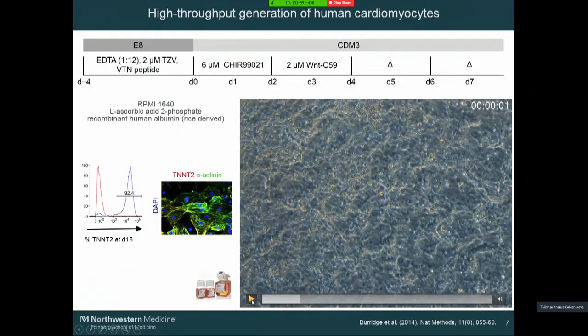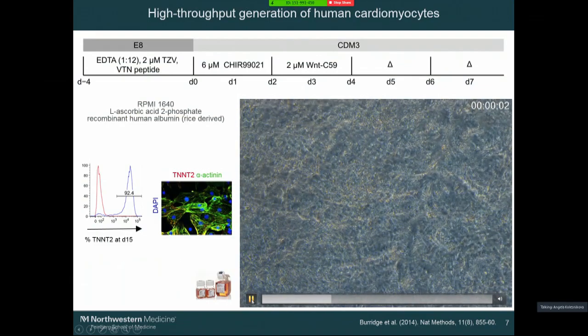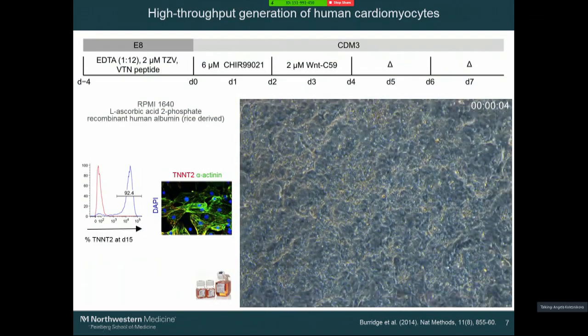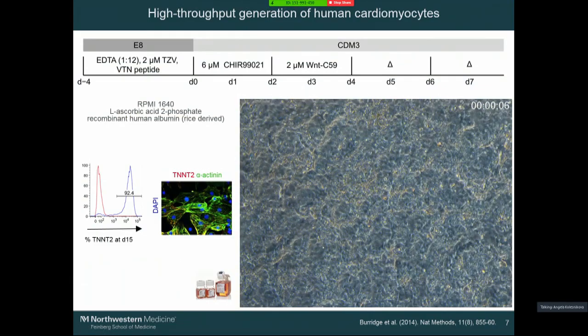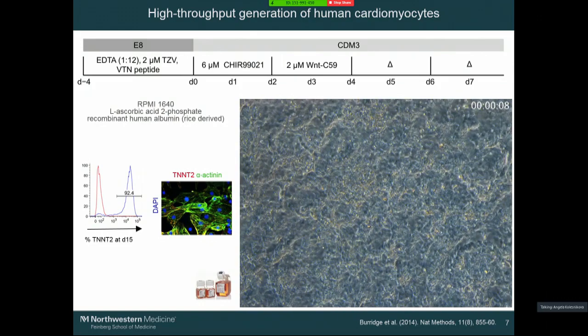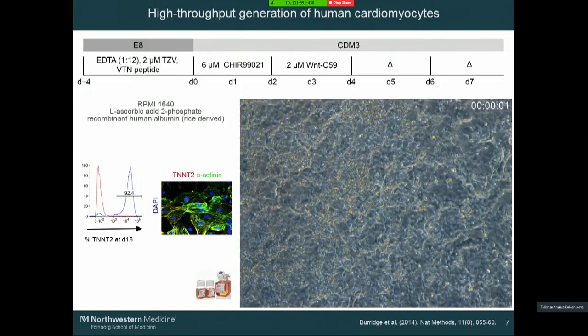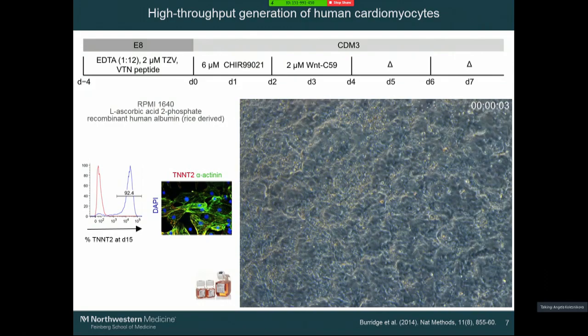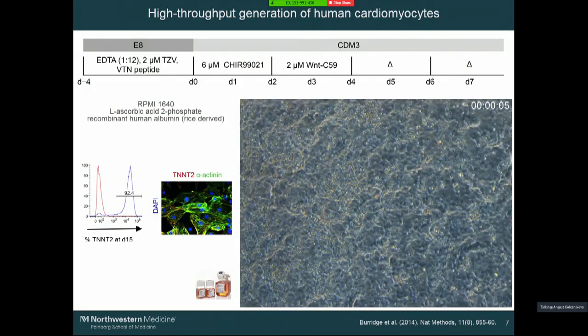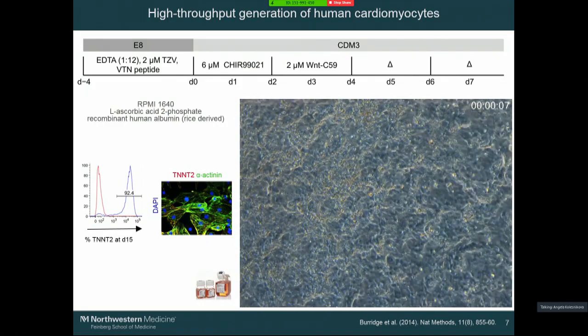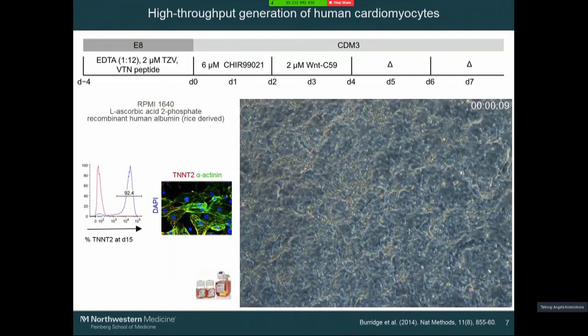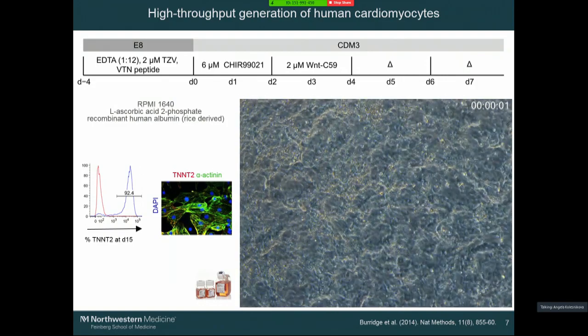There we go. So that's what the cardiomyocytes look like. They form these beating sheets of cells. They are commonly around about 80 to 90% pure. We have a couple of tricks to be able to take them up to nearly 100% pure cardiomyocytes. This system, which we published a few years ago, is also being commercialized. So you can buy this as a kit from Life Technologies.